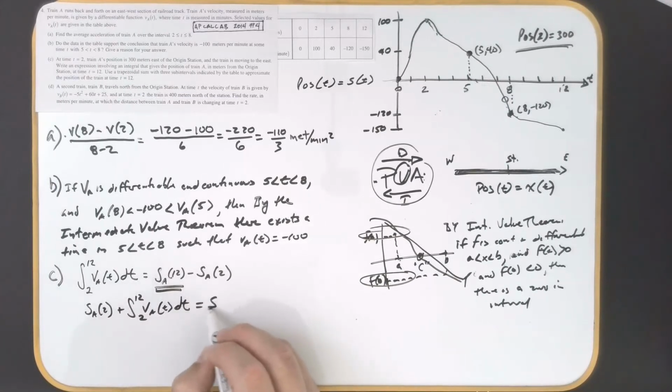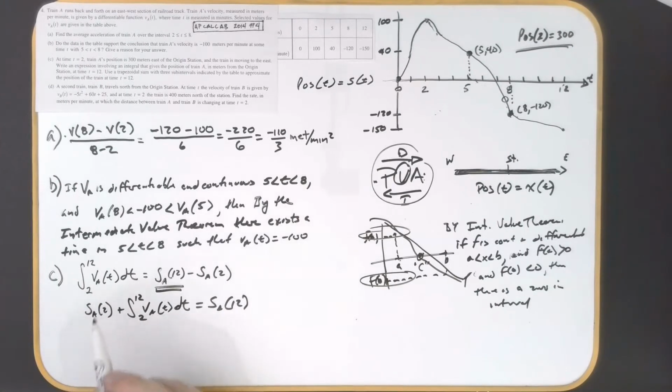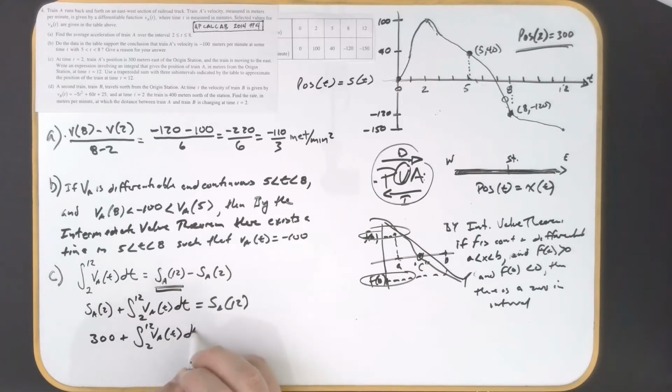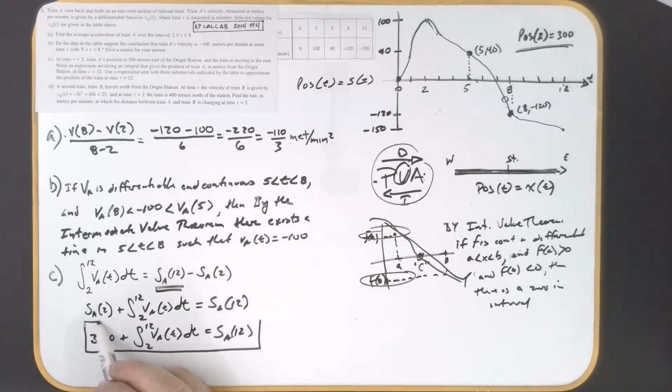And that should give me the position of the train at the 12th minute. Now, the position of the train at 2 is 300, so I'm going to replace it with that. So here would be my final step for this one. I would say 300 plus the integral from 2 to 12 of v sub a of t dt is equal to s sub a of 12. That is my integral expression to explain where the train is at the 12th minute.